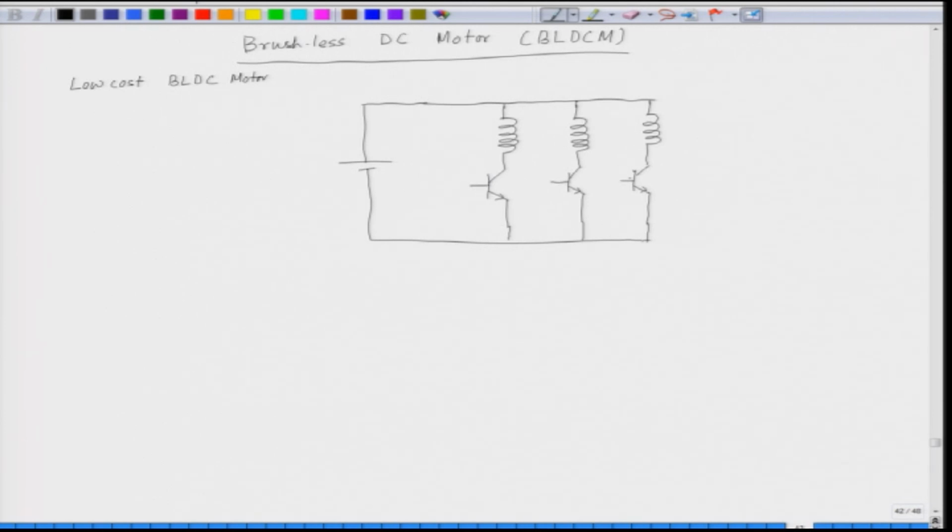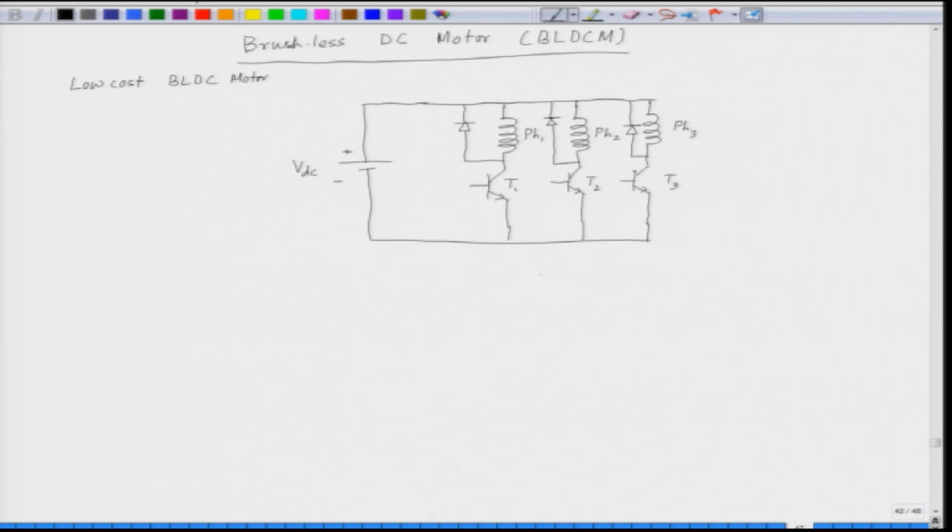We call these phase 1, phase 2 and phase 3, and each phase is shunted by a freewheeling diode. This is basically to freewheel the current when the transistor is switched off. So, we have 3 transistors T1, T2 and T3, and the DC side is VDC.